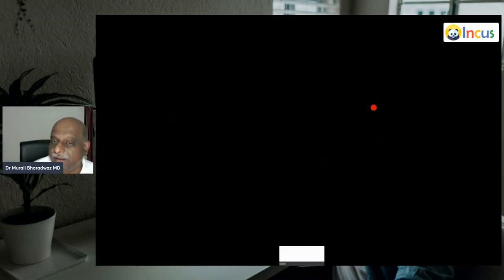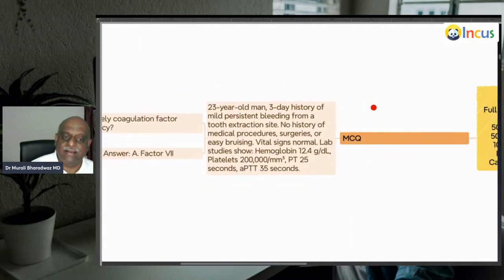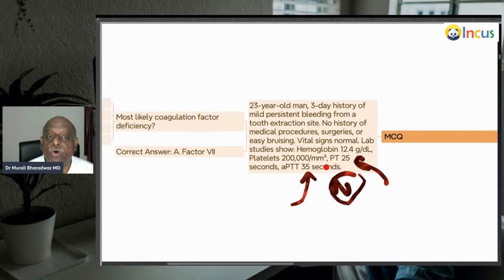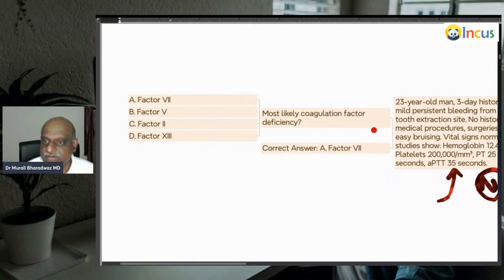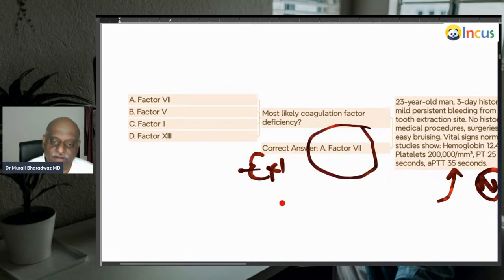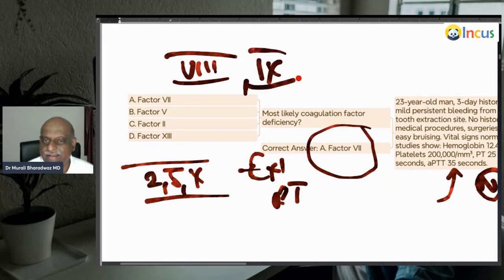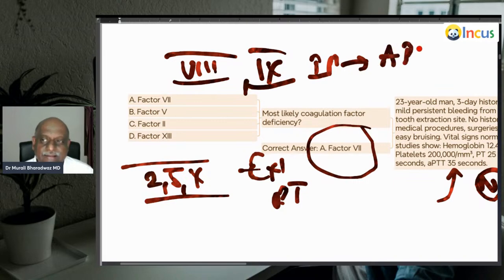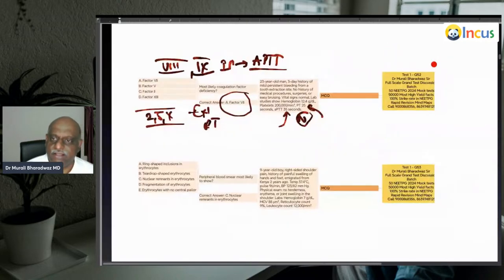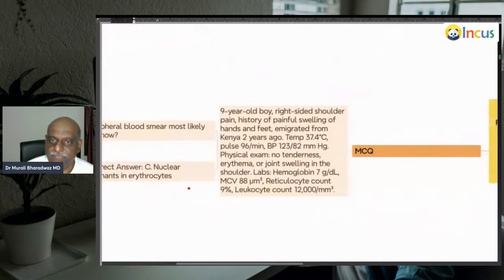23-year-old with 3-day history of mild persistent bleeding from the tooth extraction site. So what do you see here? APTT normal, only PT prolonged. That means it is extrinsic pathway. Factor 7 is part of extrinsic pathway, which is reflected by PT. 2, 5, 10 come under common pathway. There both PT, APTT become prolonged. Whereas factor 8, factor 9, all this come under intrinsic pathway, which is APTT. So many times we discussed in our regular class, doctor. So take every opportunity to do once more revision.